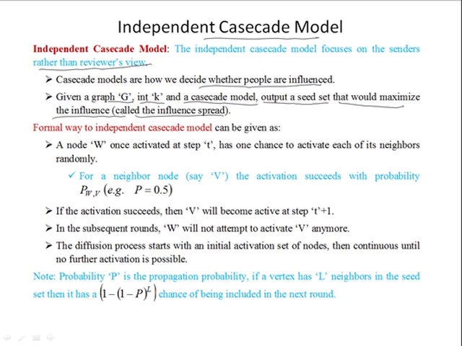A formal way of describing the independent cascade model is as follows. A node W, once activated at step T, has one chance to activate each of its neighbors randomly. For a neighbor node, say V, the activation succeeds with a probability P(W,V).